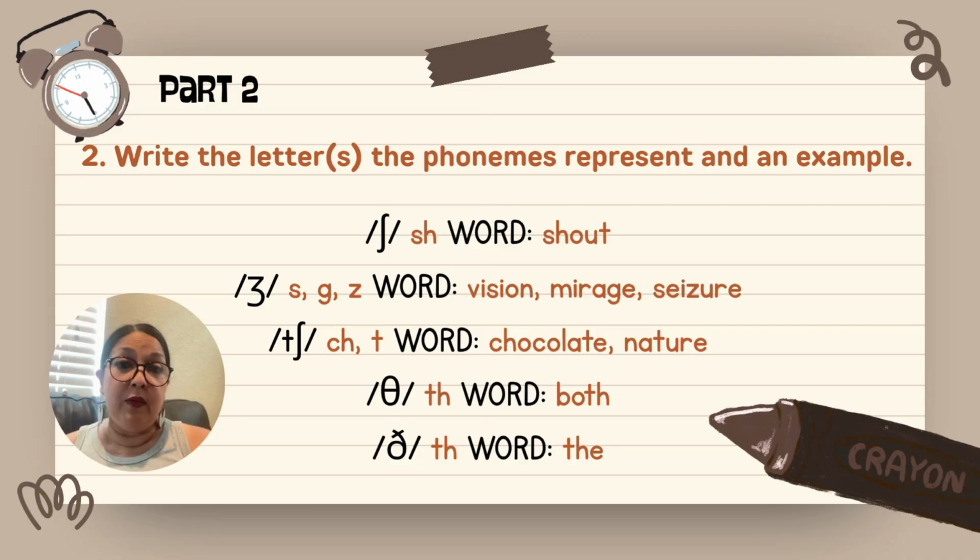Then we have the T with the long S within phonemic brackets, which represents the sound ch. That could be a CH or a T, such as in the word chocolate or nature. Then we have the long O with the line across that has a TH sound, such as in the word both. And then we have the backward 6 funny symbol within phonemic brackets, which is also a TH, such as in the word the.